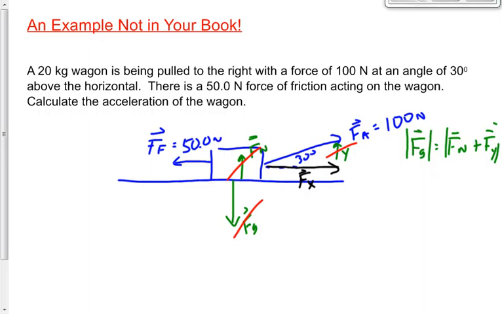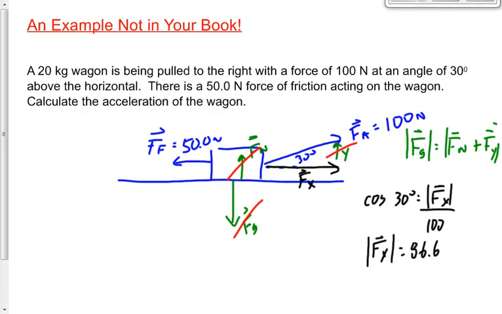It's the adjacent side of the triangle, so let's say cosine 30 degrees is equal to adjacent over hypotenuse. That's going to equal 86.6 newtons. 86.65, I think it is. 86.6025? Okay, thank you.